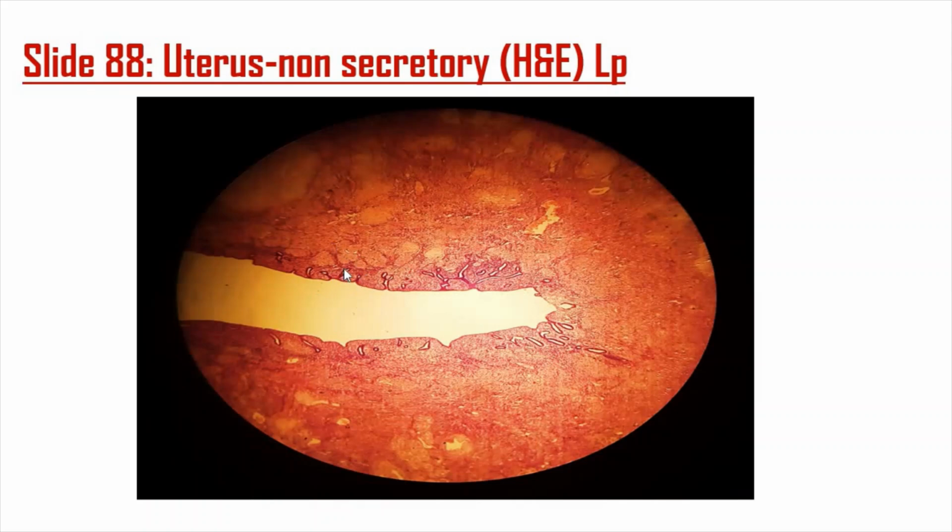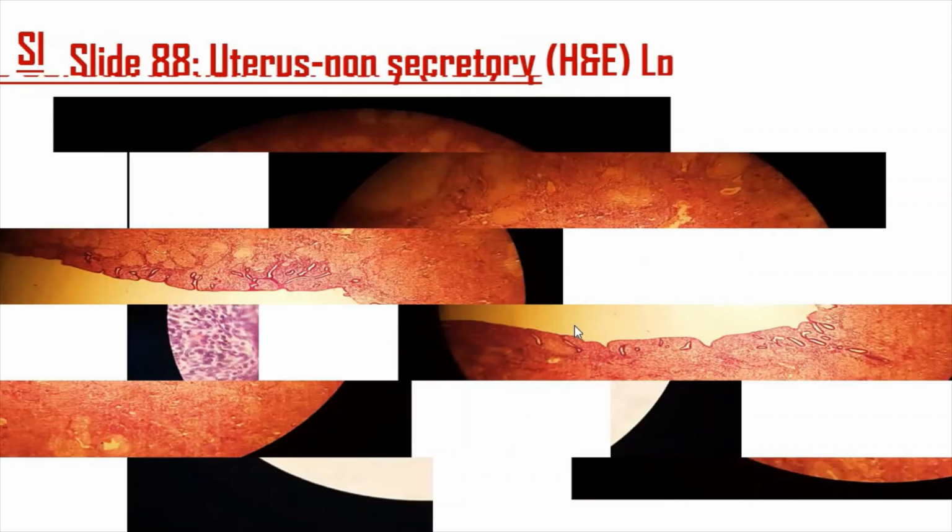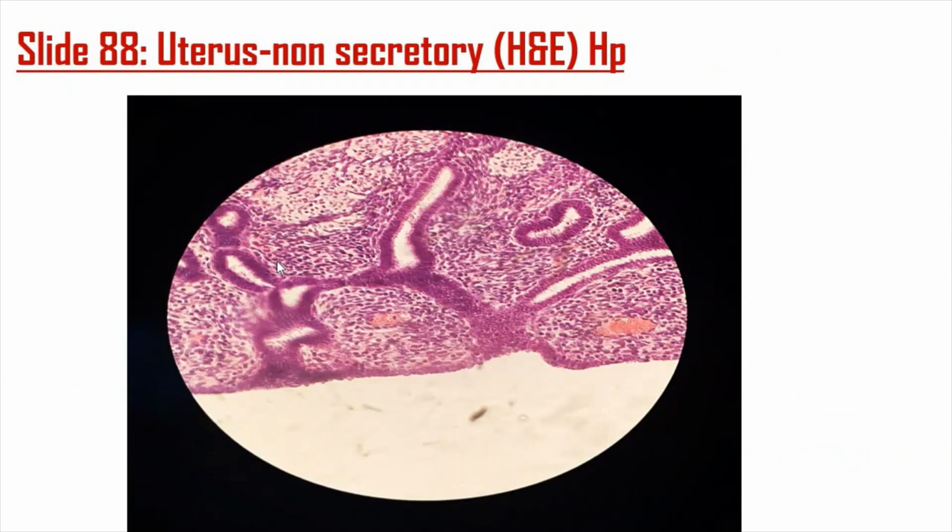What you can see here, this is a gland, this is a gland, this is a gland, this is a gland. In a non-secretory state, the glands of the uterus are very small. This is a gland, lined by simple columnar epithelia, and this is a gland. This is the diagram that you are drawing, only at high power.